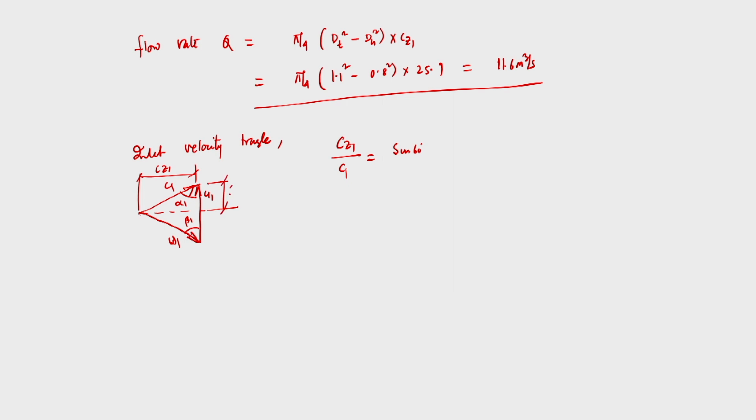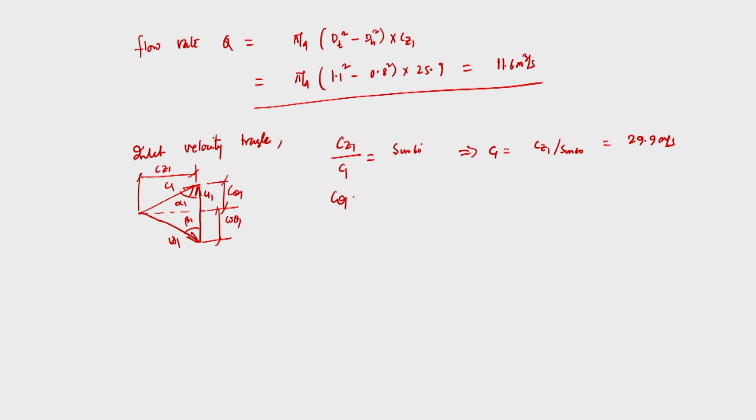This is C theta 1 and this one is W theta 1. So, Cz1 by C1 is equal to sin 60, from where we can calculate C1. C1 is equal to Cz1 by sin 60, that is equal to 29.9 meter per second. So, we can obtain the absolute velocity at the inlet.